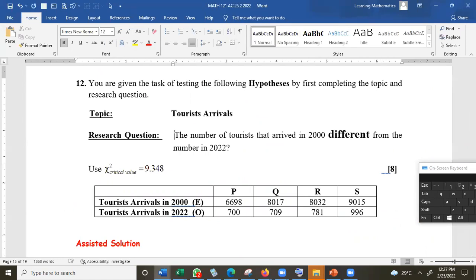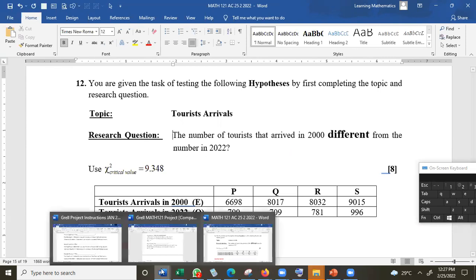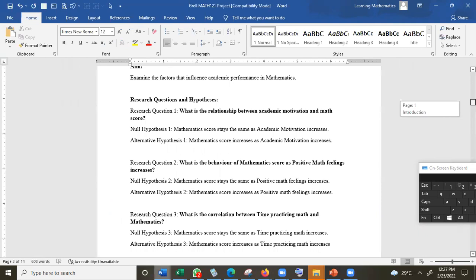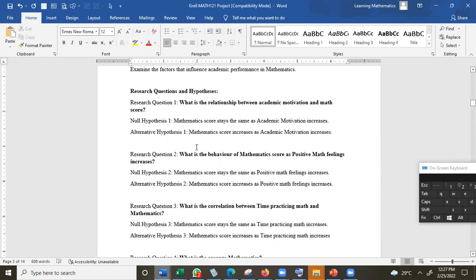In a project, you must have a topic and a research question followed by a hypothesis. Remember that's the same structure that is in the project we are completing. Please continue, advance. You should be completing your research questions in the introduction. In the project, here it is. I've started it. Each research question has a hypothesis. There are 7 of them.